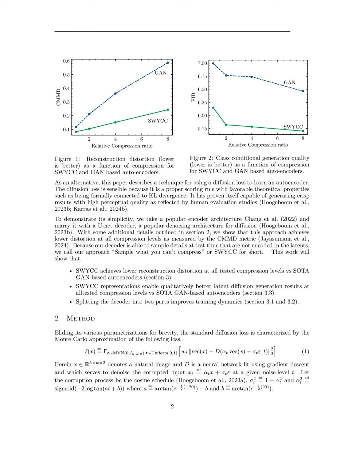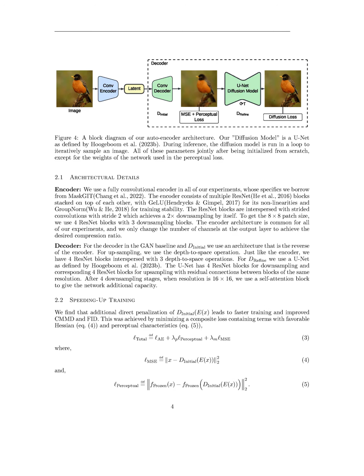The SWYCC algorithm processes an input image through a structured architecture comprising an encoder, two decoders, and a diffusion loss mechanism. Initially, the input image, X, is passed through the encoder, E, which is a fully convolutional network built from stacked ResNet blocks, resulting in a compressed latent representation, Z = E(X).